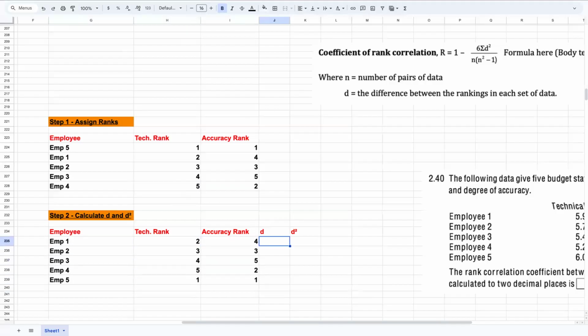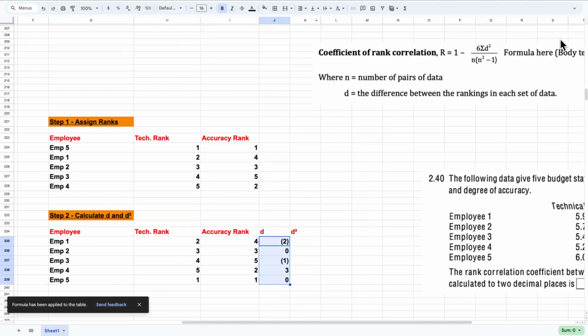Then we can calculate the D. D means what? The difference between the ranking in each set of data. Technical rank is one set of data, and accuracy rank is another set of data. So D means the difference between the tech rank and accuracy rank. So 2 minus 4, like that it will come. I have put the bracket. So actually minus 2, 0, minus 1, 3, 0.